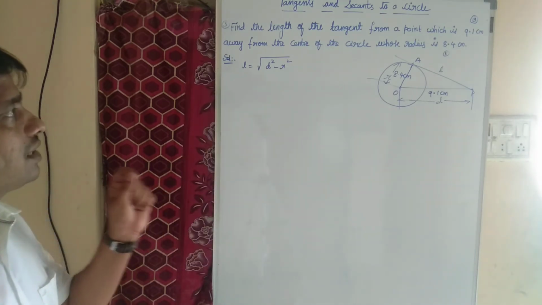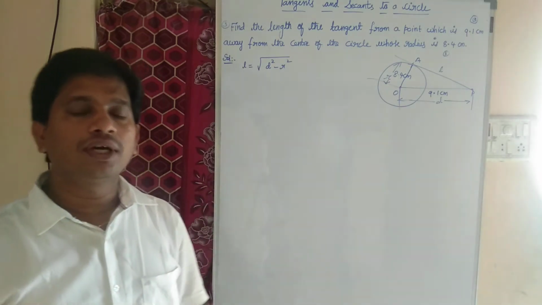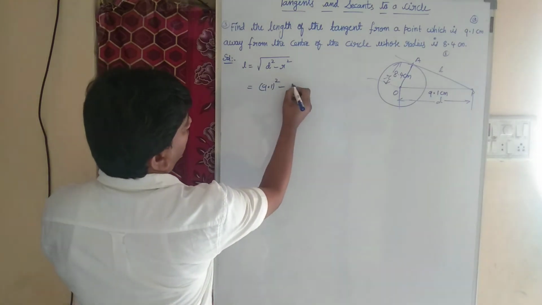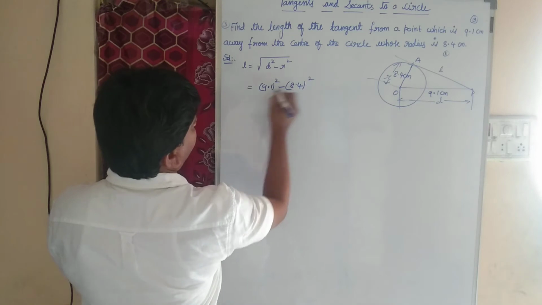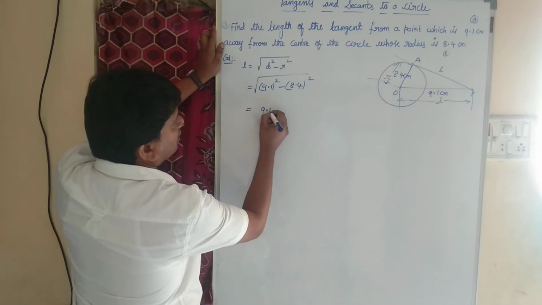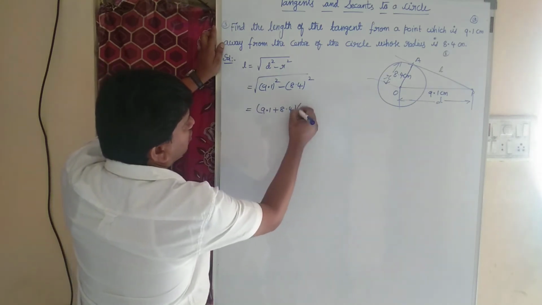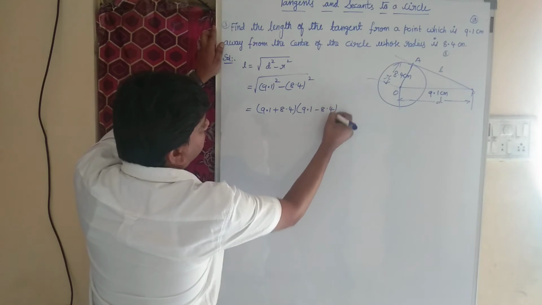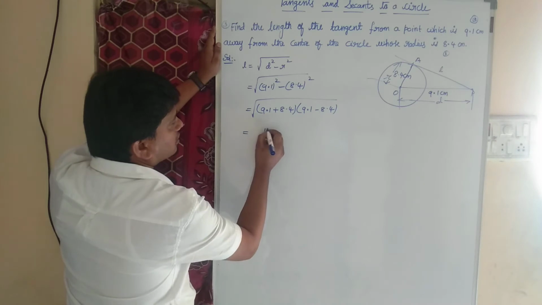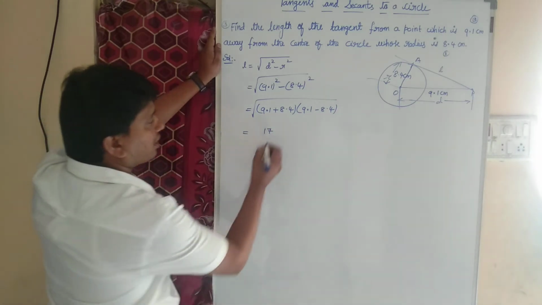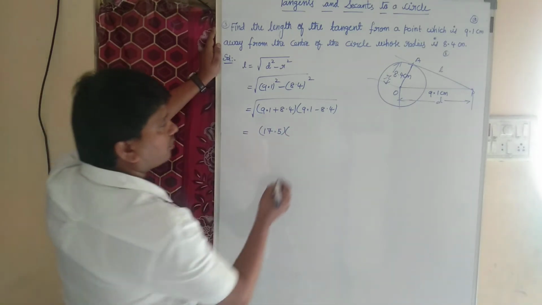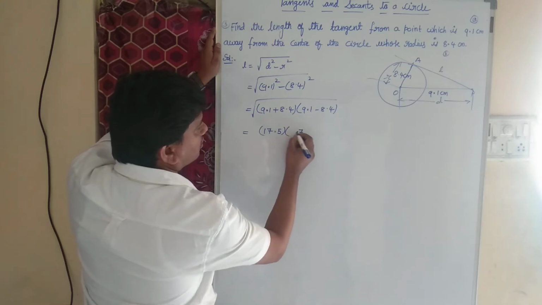So children, how to find the length of the tangent? We have the formula L equal to root over d square minus r square. So distance is 9.1 whole square minus 8.4 whole square. So which is in the form of a square minus b square. I can write as a plus b into a minus b. So 9.1 plus 8.4, that is 17.5, into 9.1 minus 8.4, which is 0.7.